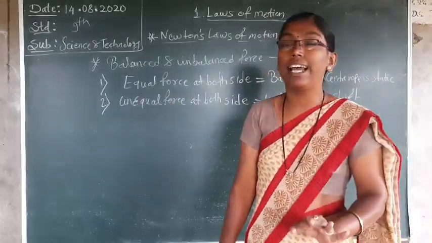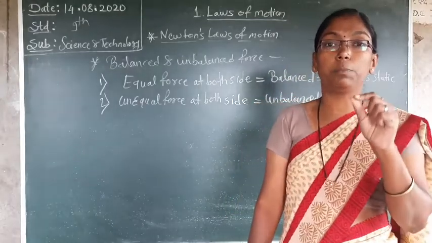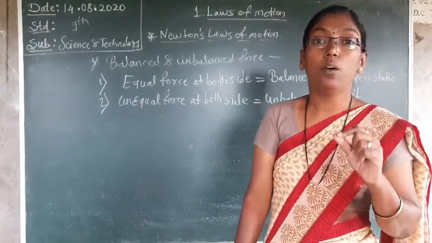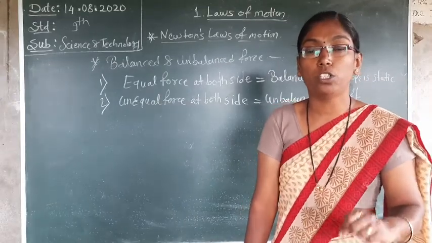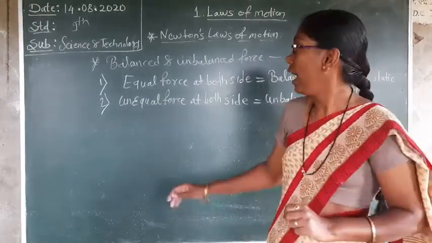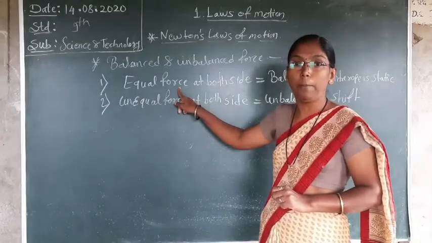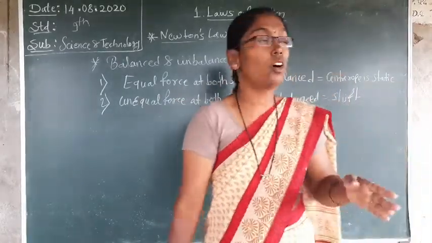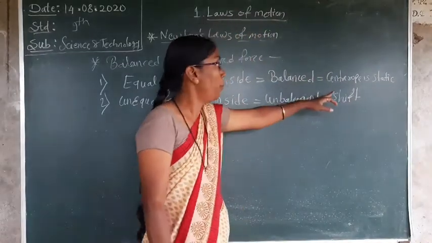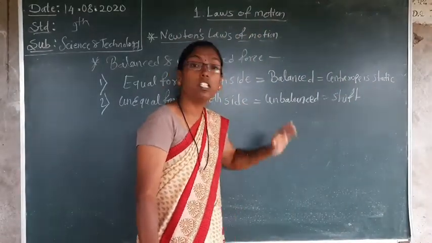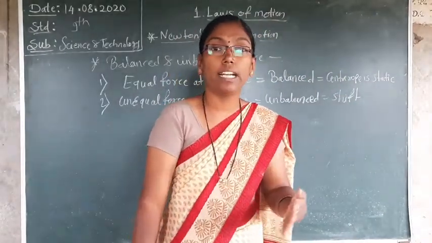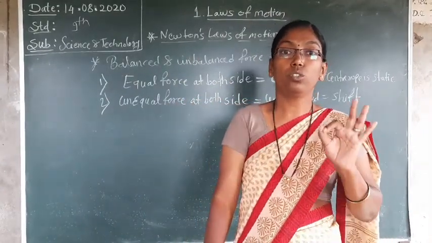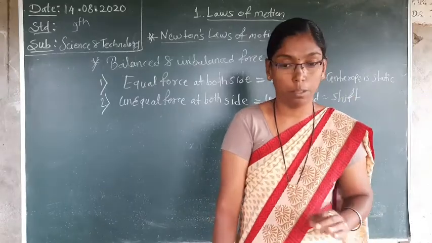The question is like that: write the difference between balanced and unbalanced force. You can write in words what is meant by balanced force and what is meant by unbalanced force, and how the forces are applied. It will be equal or unequal, and what happens to the rope. The rope will be static or the rope will be shifted. It will be directed from one side to the other side. You can write all these points to differentiate balanced and unbalanced force.